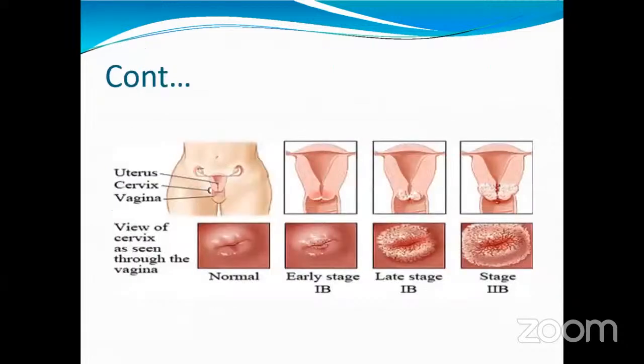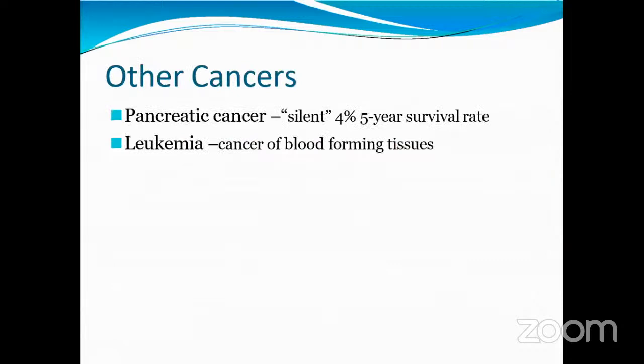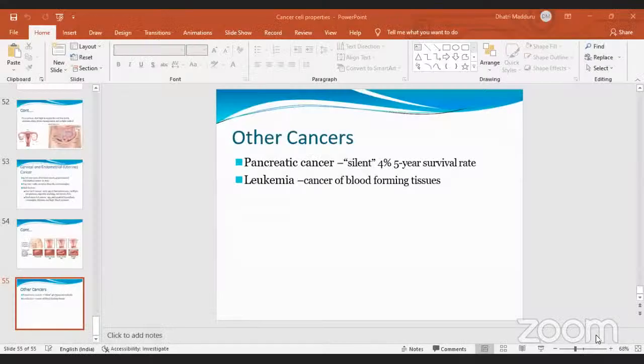So like this, you can see in the normal one, stage 1B, late stage, it will keep on spreading. Then other cancers include pancreatic cancer, which is silent, and only a 4% survival rate can be seen, that is only 5 years. Then leukemia, it is a cancer of blood-forming tissues. It also spreads very fast. So this is all about the cancer cells.